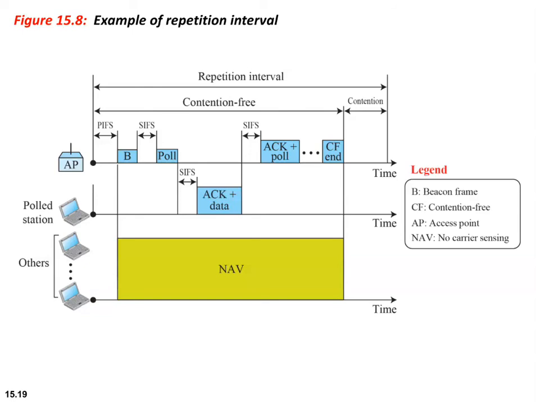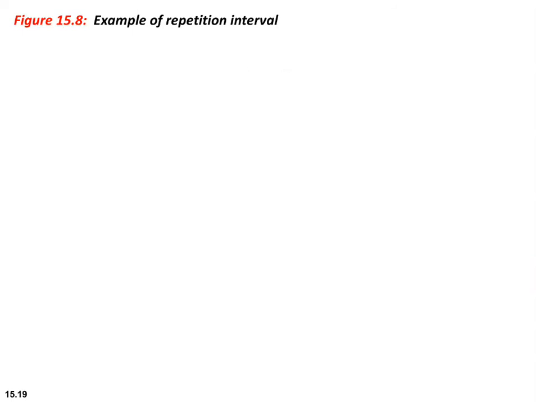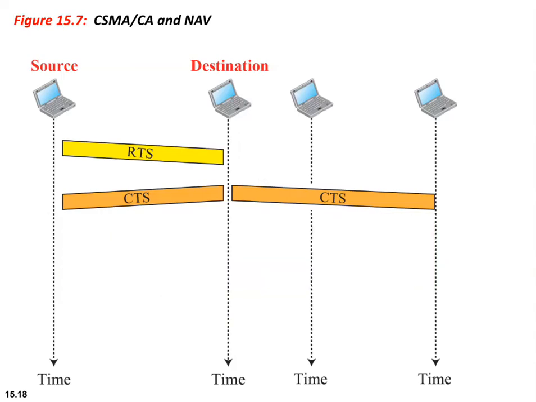It polls the next, and this continues till it sends a contention-free end frame. At the end of this contention-free period, the PC, the point controller, sends this frame. During this time, it allows the other stations, which are contention-based stations, to use the medium. All these protocols recommend fragmentation, where a large frame is divided into smaller frames. So that is what we have seen here about the MAC sublayer.